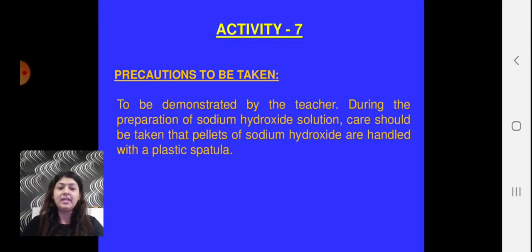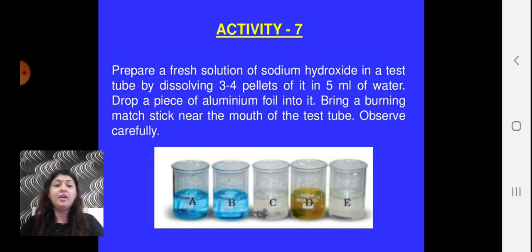Now the next activity is to be demonstrated by the teacher only, and we have to take care while working in the lab and while dealing with concentrated acids and alkalis. Now this is the activity here. This is a very important activity that we are performing here.